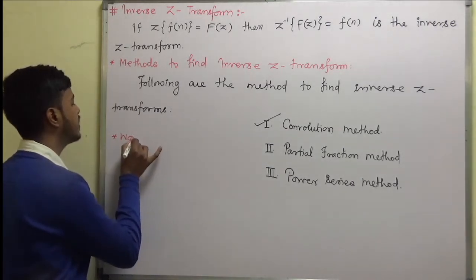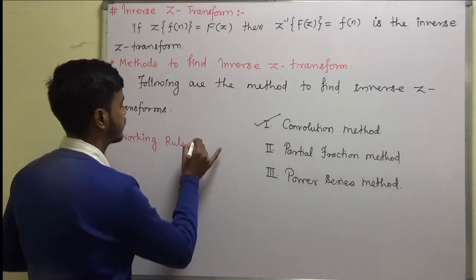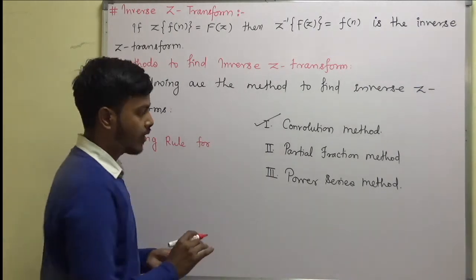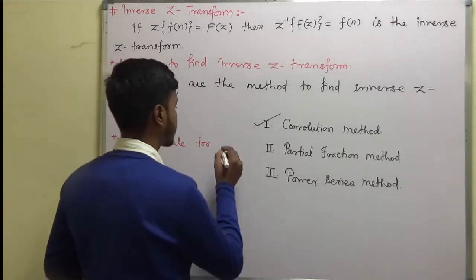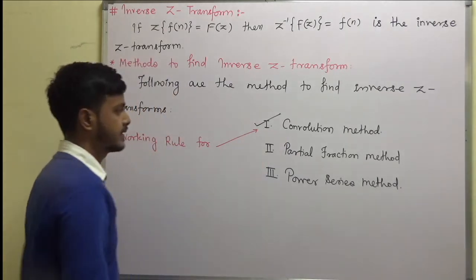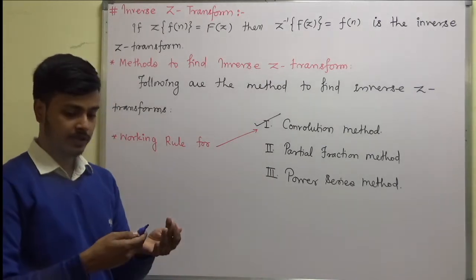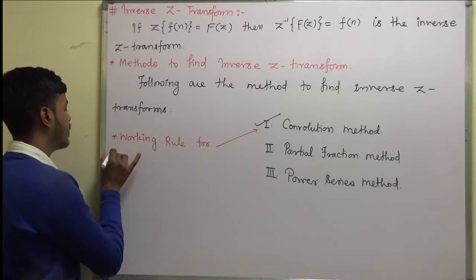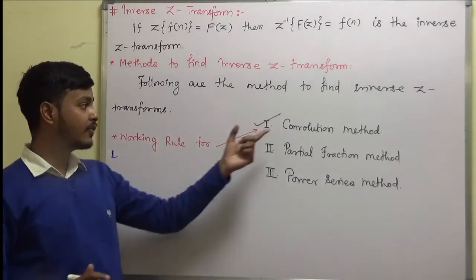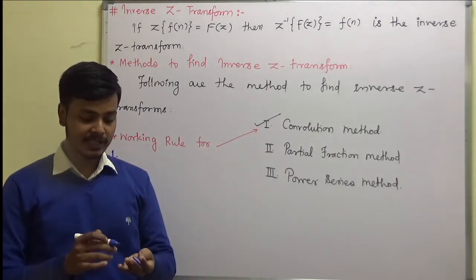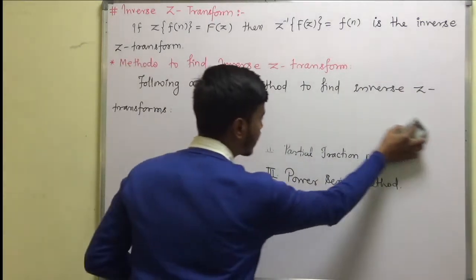Next is the working rule for convolution method. What you have to do here, step number one, is to get two functions. And for this method of convolution, you must first know what the convolution theorem is. So let us first see what the convolution theorem is, and then we can continue with this.